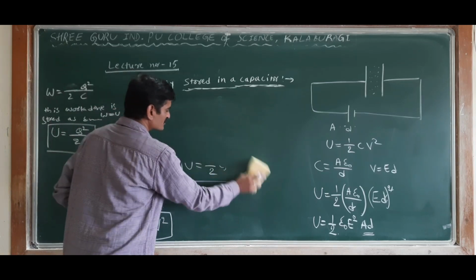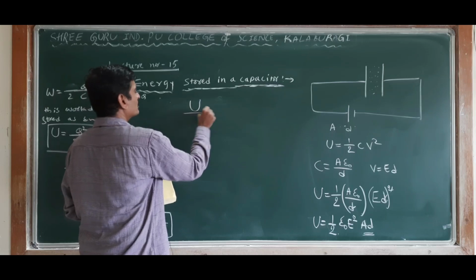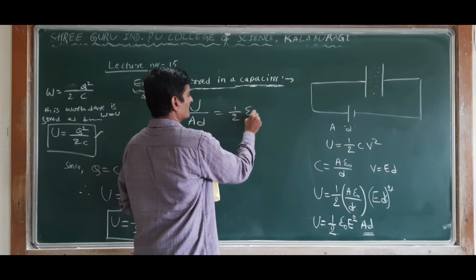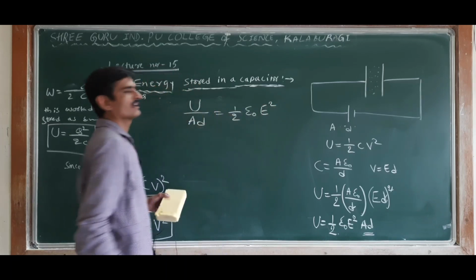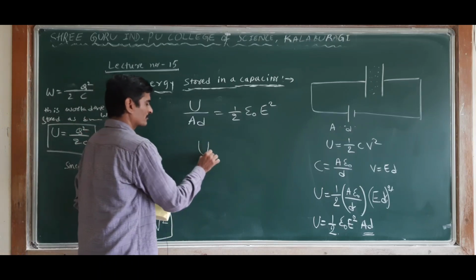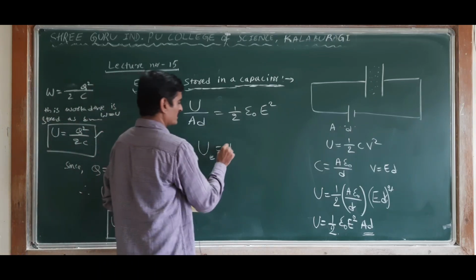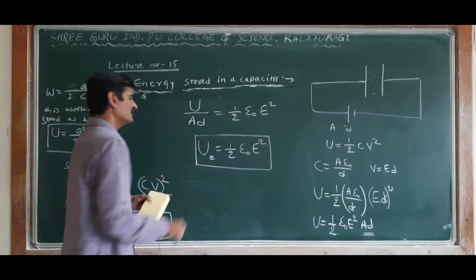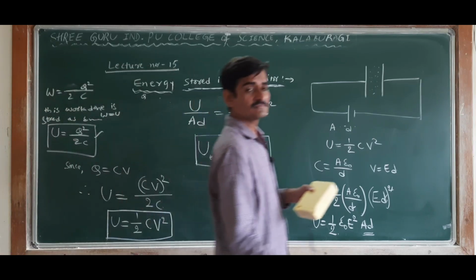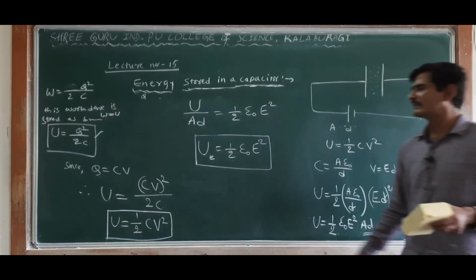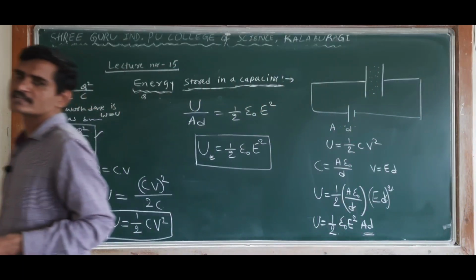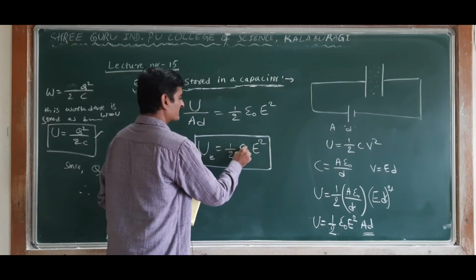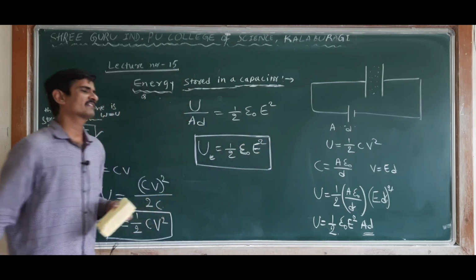Therefore energy stored per unit volume, that is U divided by AD, is equal to 1 by 2 epsilon naught E square. This is called energy density. You can write it as energy density U E is equal to 1 by 2 epsilon naught E square. This is the expression for energy density of a capacitor, that is energy stored per unit volume.